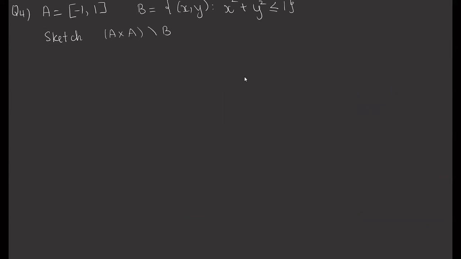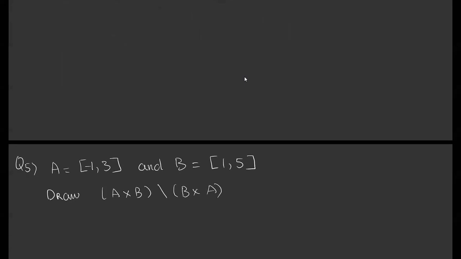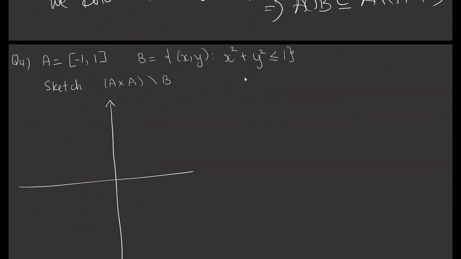And I think this is the last question I want to cover for you. Question 5 is the same kind of question. It asks us to sketch A times A. So we can draw like this, y and x. We want to draw A times A, right? So A is on the x-axis and A is also on the y-axis.